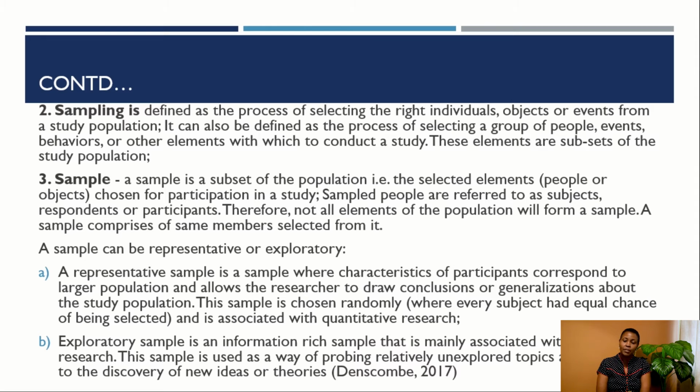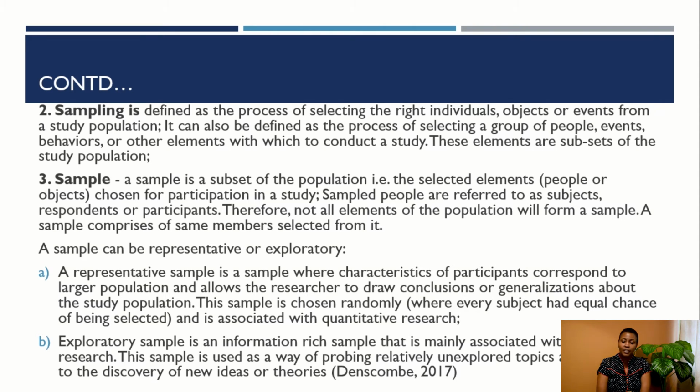Then we define sampling. Sampling is the process of selecting the right individuals, objects, or events from the study population. They can also be defined as the process of selecting a group of people to which we shall conduct our research study. These people who are selected are the subsets of the study population. And these subsets are what is referred to as a sample. Therefore, a sample is a subset of the population and they are chosen to be part of the study. Not all elements in the population will form a sample.